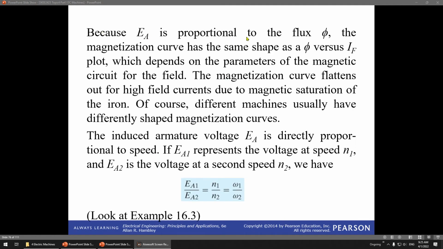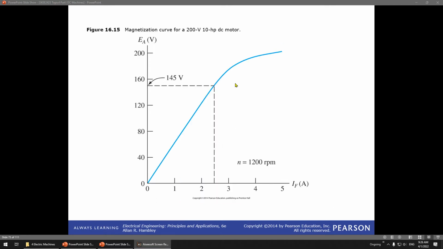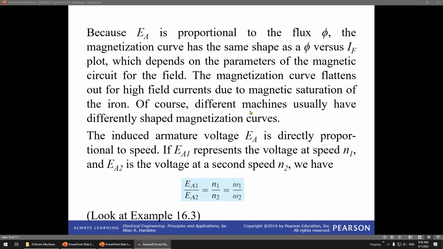Because EA is proportional to the flux, the magnetization curve has the same shape as a flux versus IF plot, which depends on the parameters of the magnetic circuit of the field. The magnetization curve flattens out for high field current due to the magnetic saturation of the iron. So this is what I meant. This becomes saturation, same as the magnetic circuit you learned before. At a certain point it will become saturated. Of course, different machines usually have different shapes of magnetization curve.